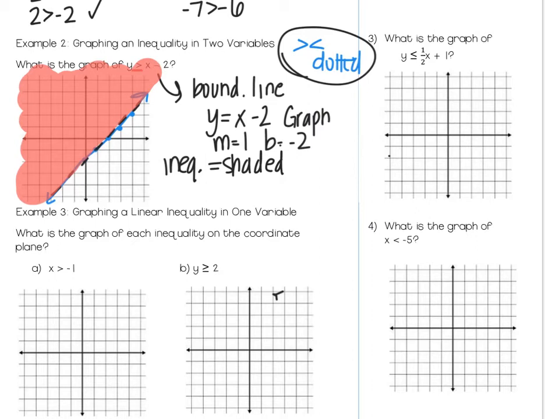All right, number 3 I'm actually going to do with you. So my y-intercept is positive 1. I'm going to go up and put a dot on the y-axis at positive 1. And my slope is 1/2. So I'm going to rise 1, run 2. Rise 1, run 2. And I can actually go back to my original point, go down 1, left 2. And then draw my line.